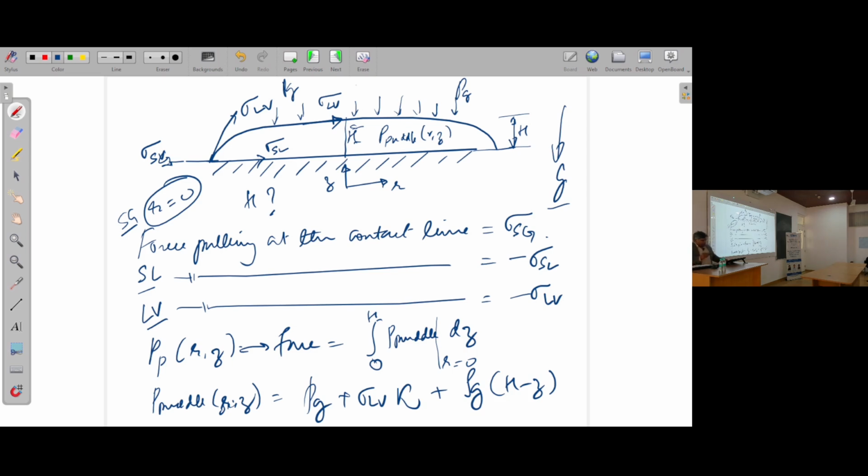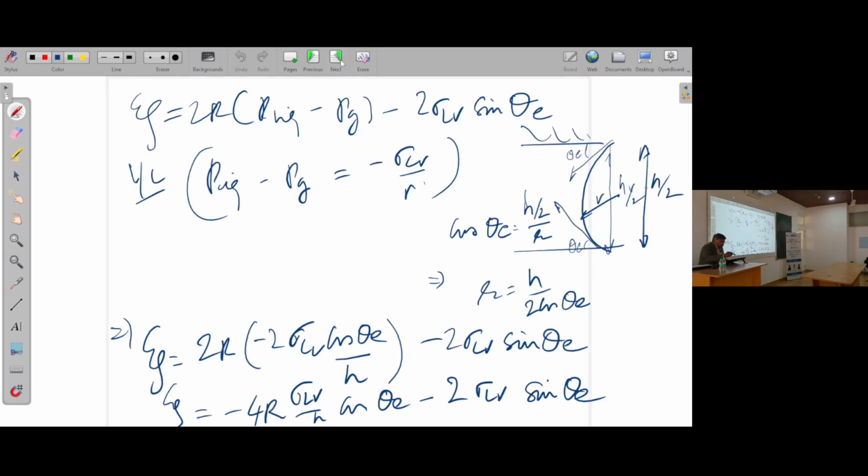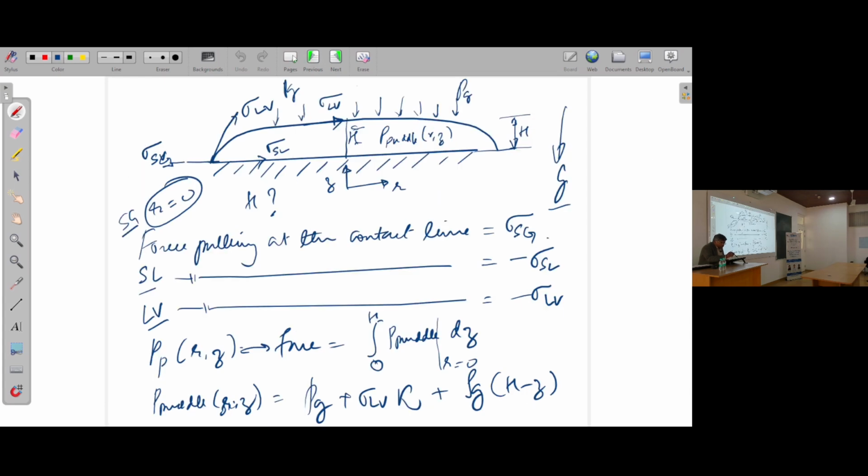Now, what we're going to do is we're going to integrate this with respect to z to determine the total force on that system. So I'm just going to go to the next page. Oh, sorry. No. Oh, okay. I'm just going to go to the previous page.